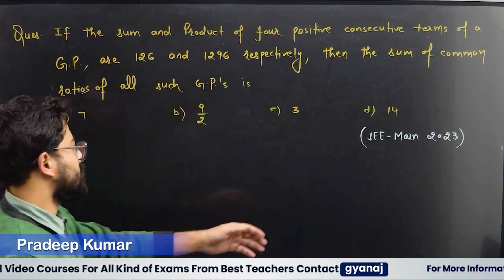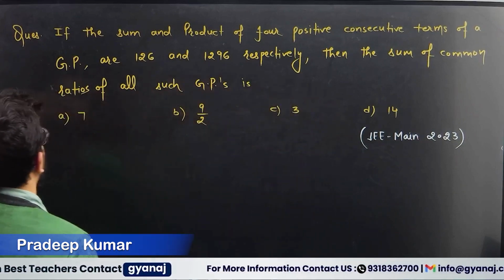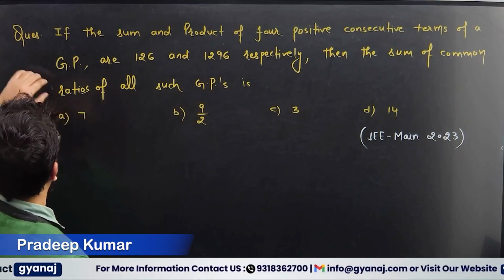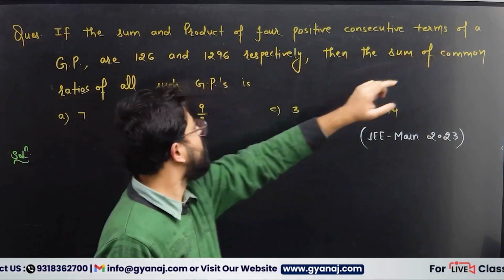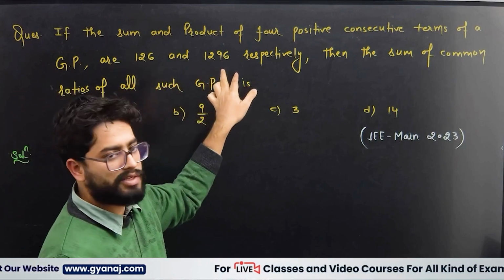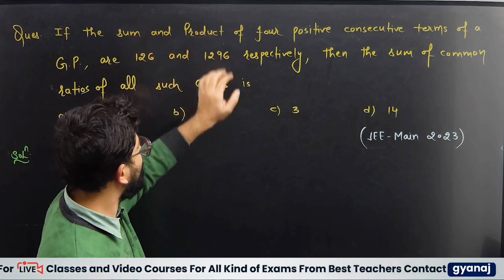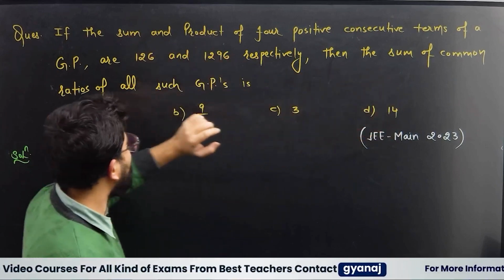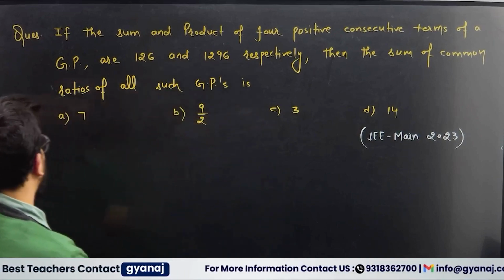So today we'll discuss one of the questions from JEE Main 2023, and that is the question from sequence and series. The question says: if the sum and product of four positive consecutive terms of a geometric progression are 126 and 1296 respectively, then find the sum of common ratios of all such GPs. So how can we find it?